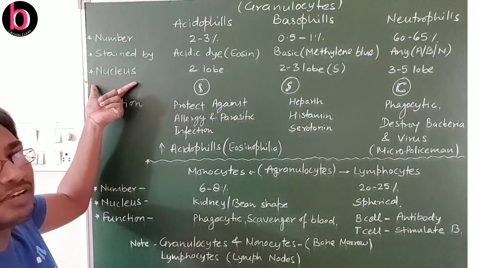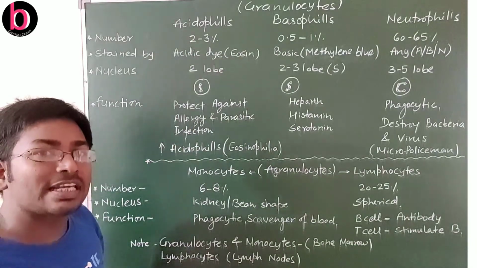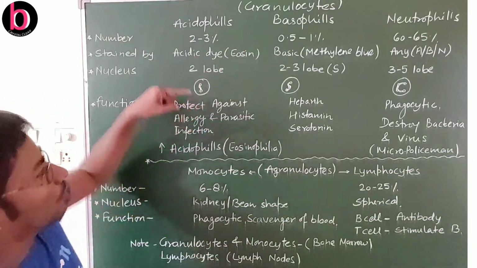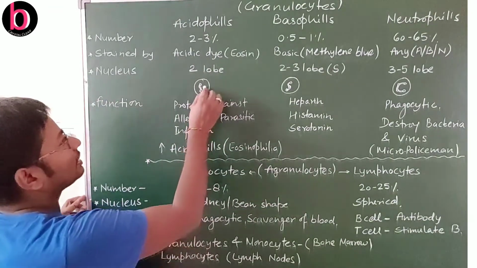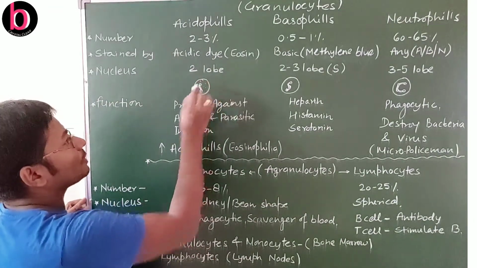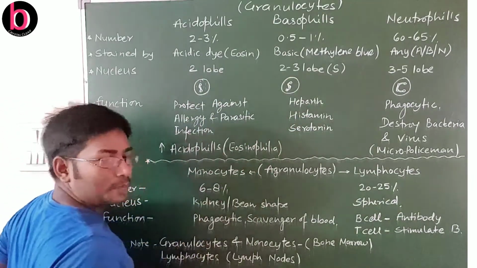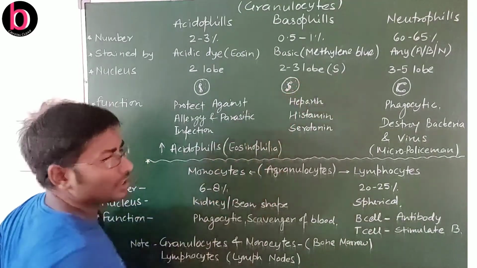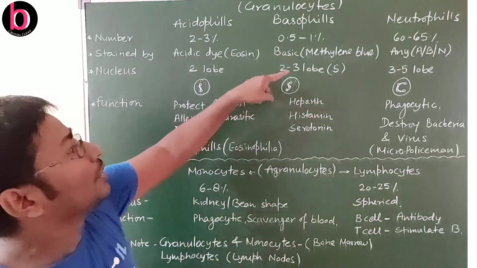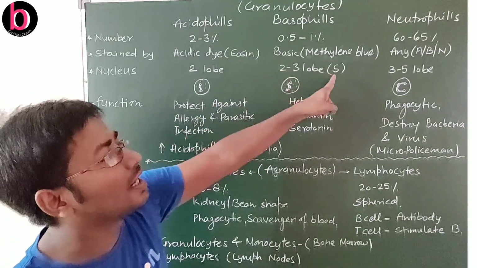Next, they are categorized, as we discussed, on the basis of their lobes. So here this is given about the nucleus. In case of acidophils, the nucleus is bilobed, carrying two lobes. So here you can see the lobes, and this is about the cytoplasmic granules. Here the nucleus has 2 to 3 lobes, and these are the granules in the cytoplasm. Because of 3 lobes, sometimes the nucleus appears S shaped.